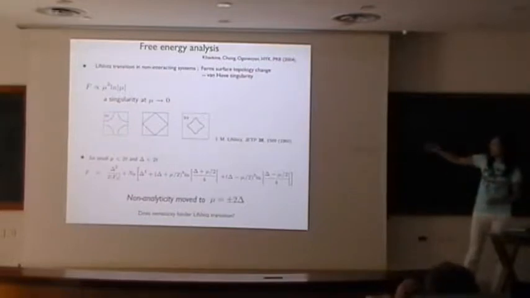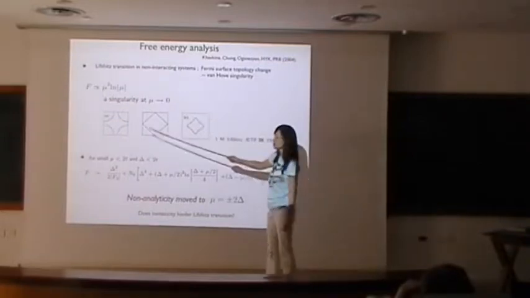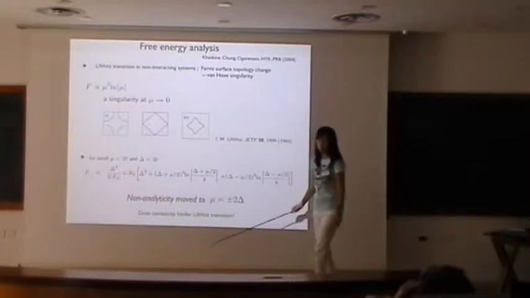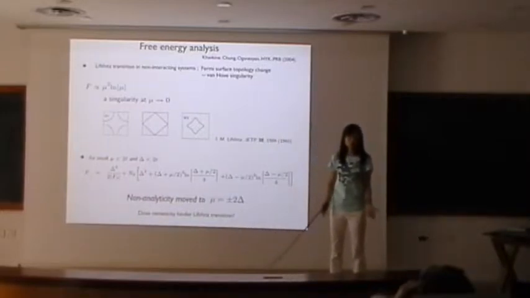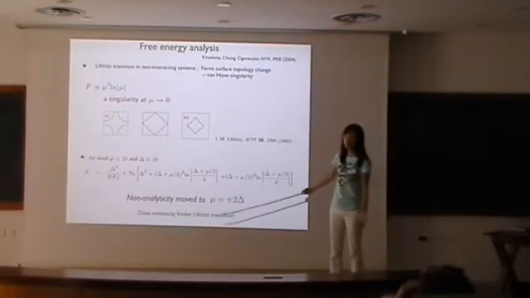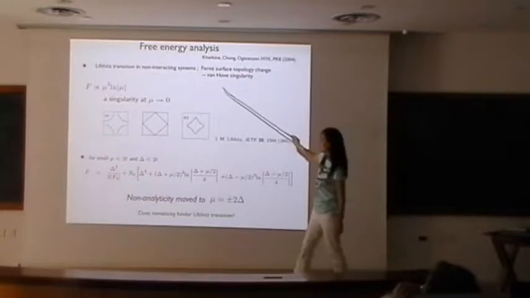But if you are in a square lattice, we know that there is the so-called Lifshitz transition in a non-interacting system. So this transparency is trying to tell you why this has to be a first order transition, and it has a good connection to the well-known transition called Lifshitz. I don't know how many people are aware of it, but it's something to think about.